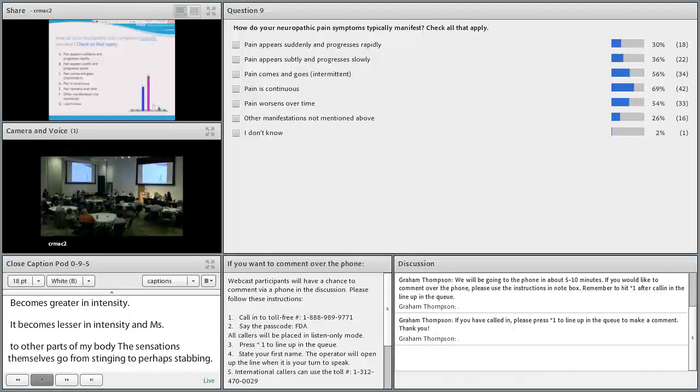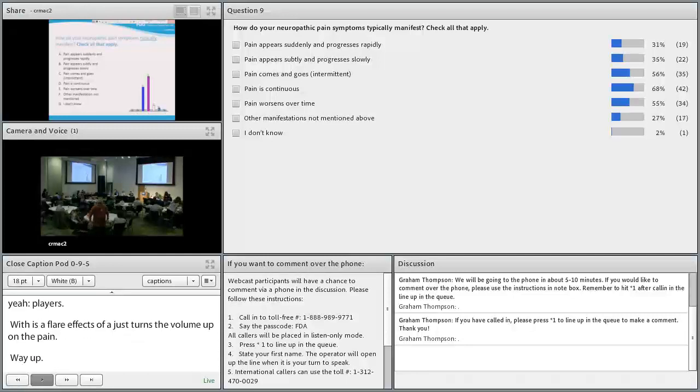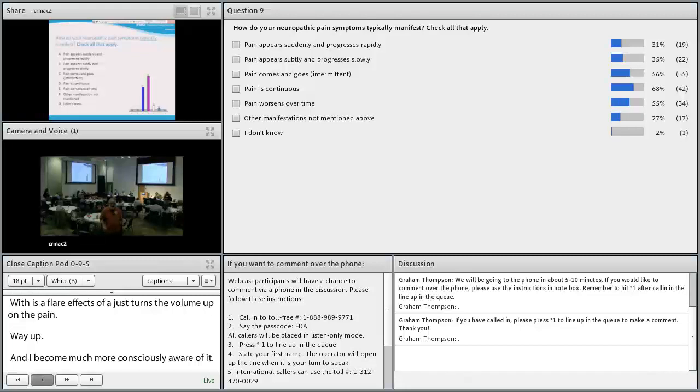But when there's a flare, that's what I call them, flares, it's as if somebody just turns the volume up on the pain way up, and I become much more consciously aware of it. And is it a certain aspect, like you mentioned stinging, shocking, when you're having a flare, which one of those is worsening, or is it all of those worsening?